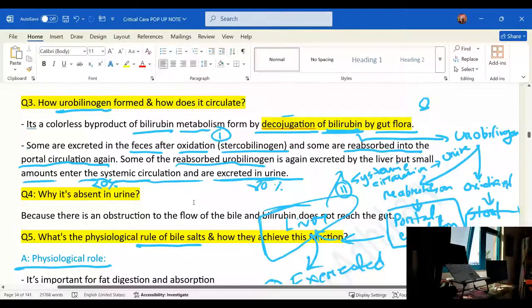Urobilinogen is a colorless byproduct of bilirubin metabolism, formed by deconjugation of the bilirubin by gut flora. Some is excreted in the feces. They started the description from the large gut, after deconjugation.